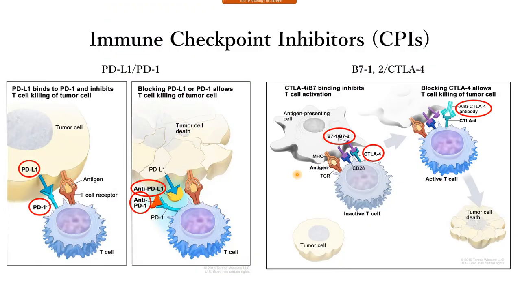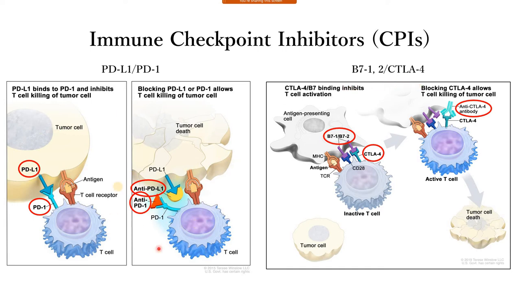So the next entity is immune checkpoint inhibitor induced TIN. There are two pathways or molecules for the immune checkpoint inhibitor. The first one is PD-L1, PD-1, and the second one is B7-1/B7-2 and CTLA4.